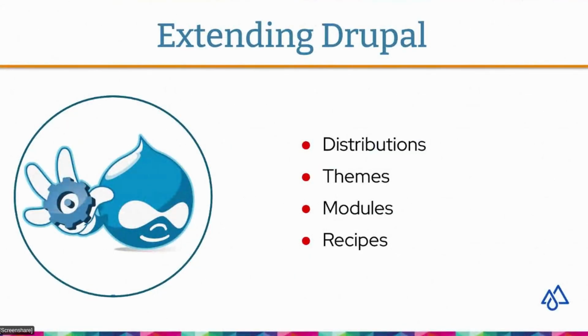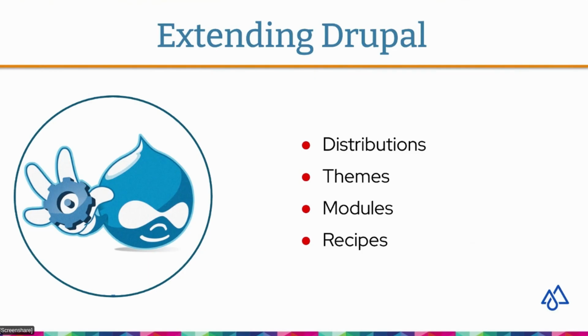So Drupal.org is where most of the code that makes Drupal sites work lives, including the Drupal core project. All Drupal websites run on a version of core. What makes each website different is those additional elements, the contribution. So extending Drupal, there's distributions, there's themes, there's modules, and now we're working on recipes.